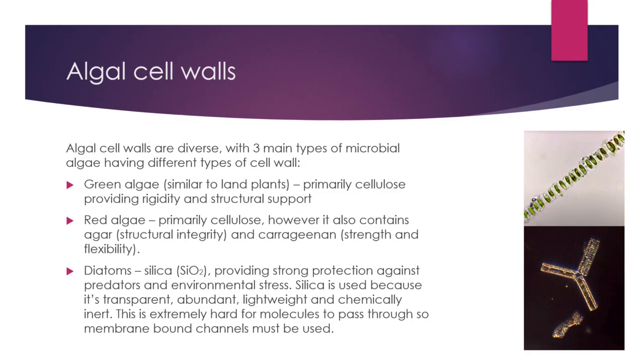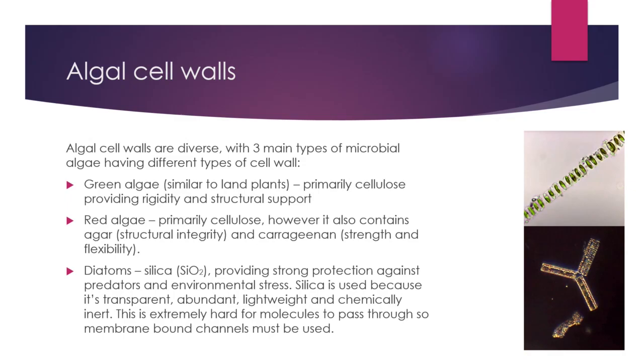Lastly, we have algal cell walls, which vary greatly based on the type of algae. However, they all have the same core functions as the cell walls mentioned before. And these types of algae are green algae, which is the most similar to land plant cell walls, made up of primarily cellulose, providing rigidity and support.